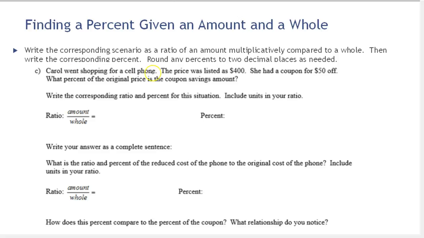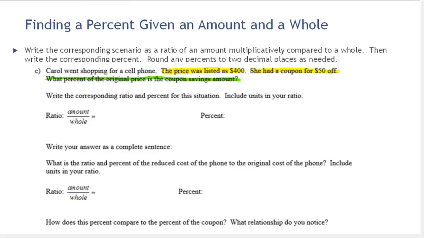Carol went shopping for a cell phone. The price was listed as $400. She had a coupon for $50 off. Now here comes our question. What percent of the original price is the coupon savings amount?